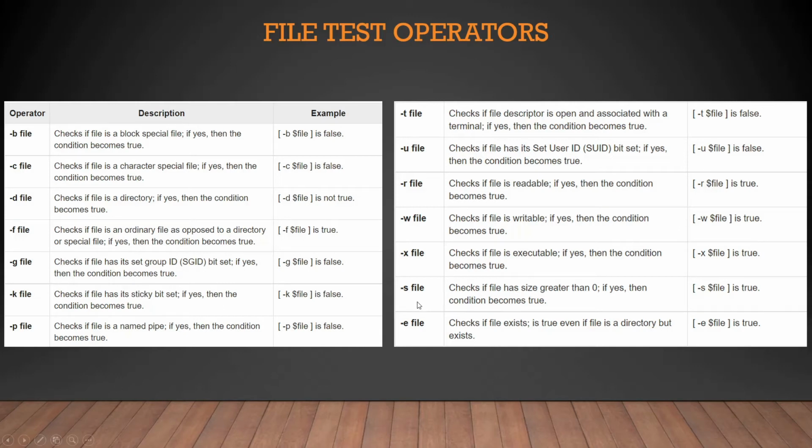Perfect. Let's talk about hyphen s. It checks whether the file size is greater than 0. If yes, then it becomes true. Hyphen e checks if the file exists. It is true if the file exists, even if it is a directory. So that's what is written here.